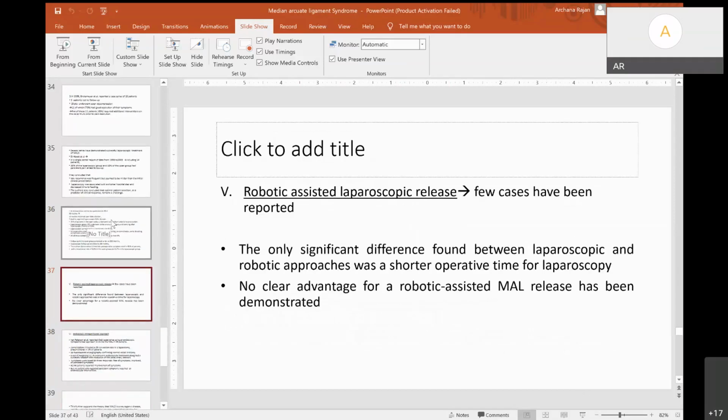So these are about the laparoscopic and open studies. Another option is robotic-assisted laparoscopic release. Only a few cases have been reported. Few studies exist on robotic assistance, but the only significant difference found between laparoscopy and the robotic approach was a shorter operative time for laparoscopy. There is no clear advantage for a robotic-assisted MAL release.